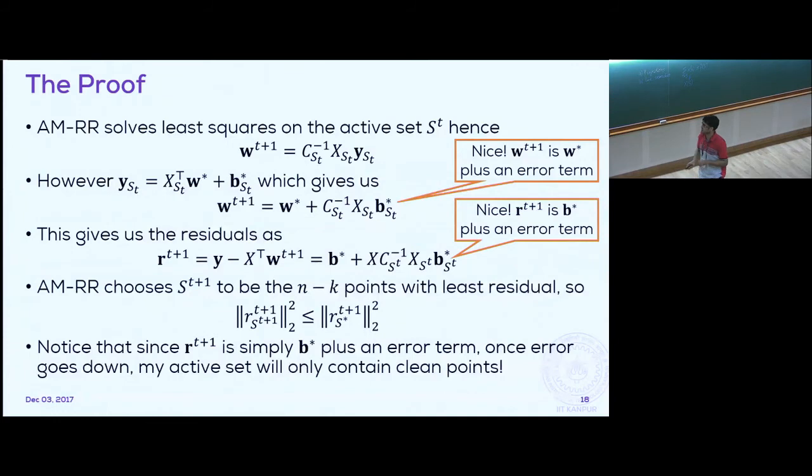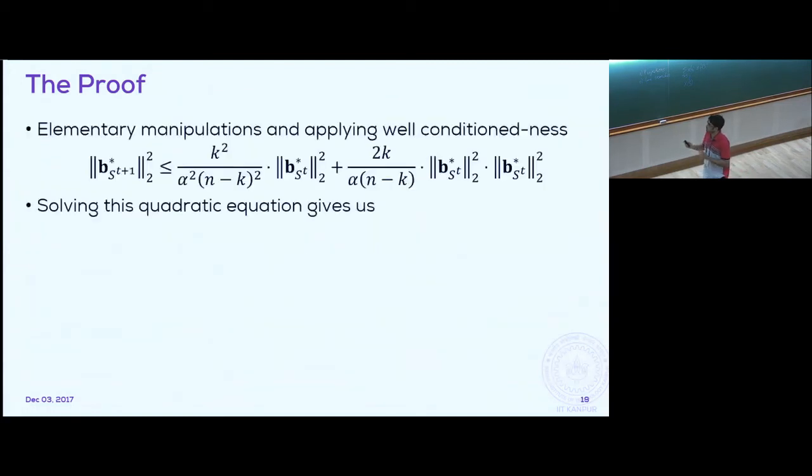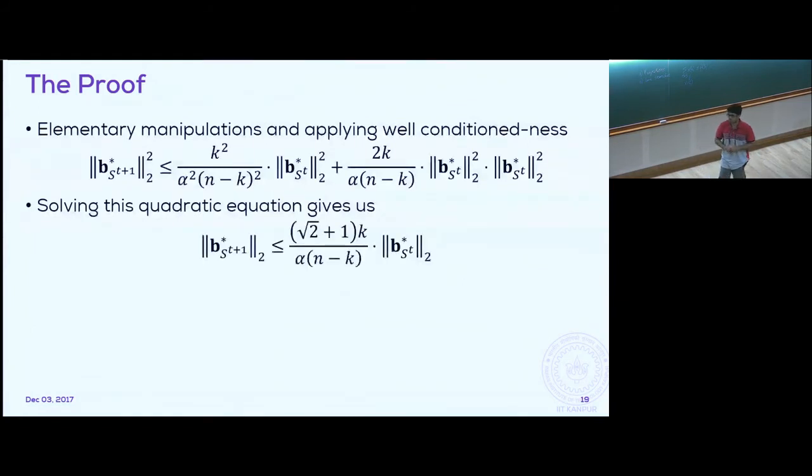I'll come to that. Once you crunch all this, by the way, this is just like MTH 101 linear algebra, nothing more than that. But if you do all that and you solve a quadratic equation, which again does not take much effort, you get this very nice result. It tells you that the amount of corruption present in the active set goes down by a factor at every time step. I'm not saying the number of corrupted points goes down, but the amount of corruption present in your active set will go down by a certain factor.